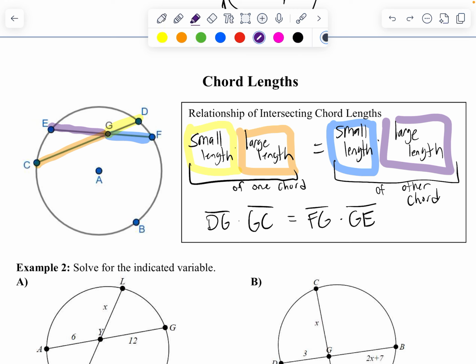So mathematically, if you wanted to write that out notation-wise, D to G times G to C is equal to F to G times G to E. Okay, so small length times large equals small times large.